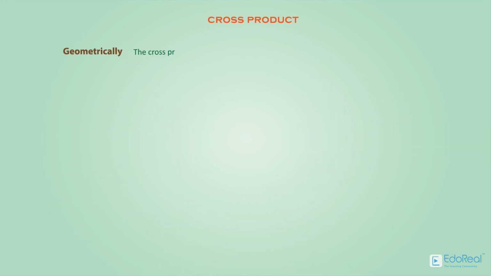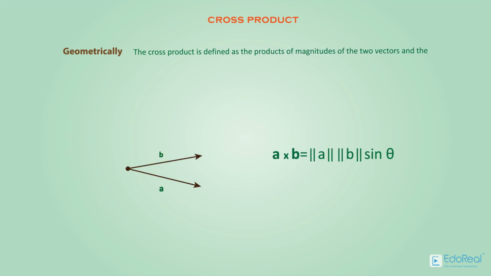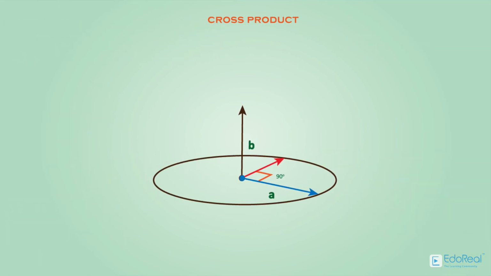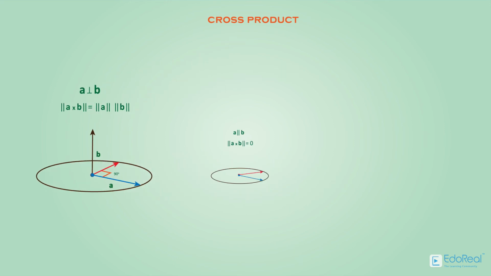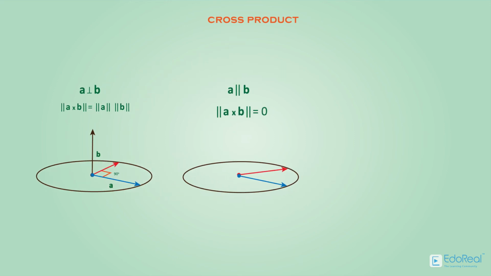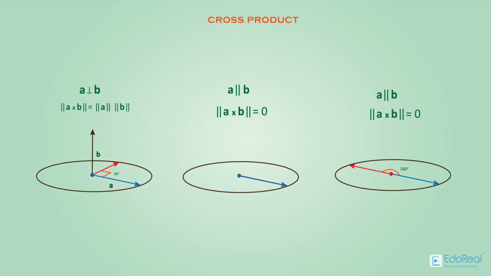Geometrically, the cross product is defined as the product of the magnitudes of the two vectors and the sine of the angle between them. If two vectors are perpendicular to each other, then the cross product of the two vectors is equal to the product of the magnitudes of both vectors. If the angle between two vectors is 0 or 180 degrees, then the cross product is equal to 0.